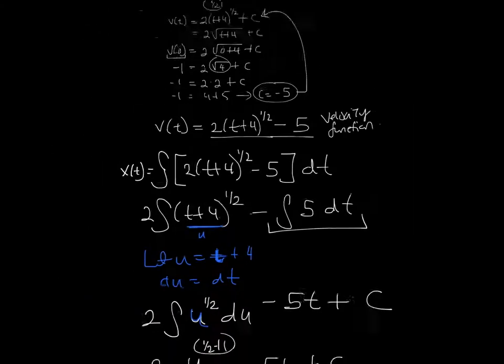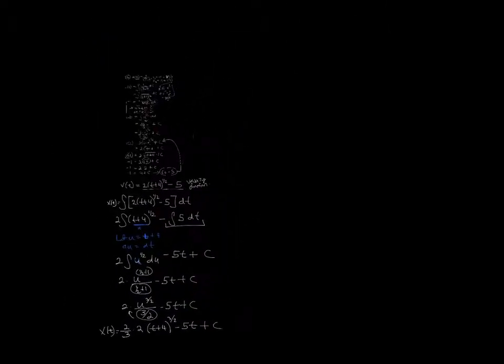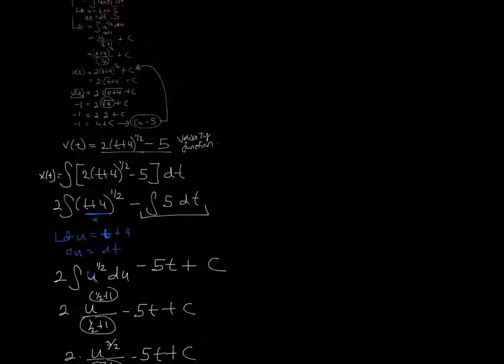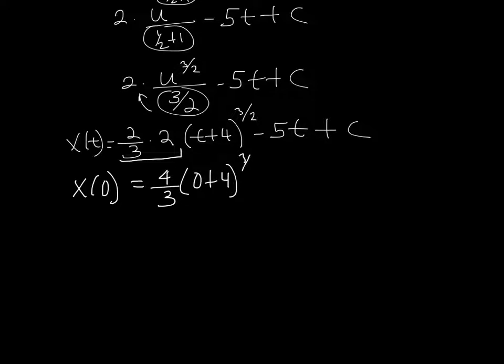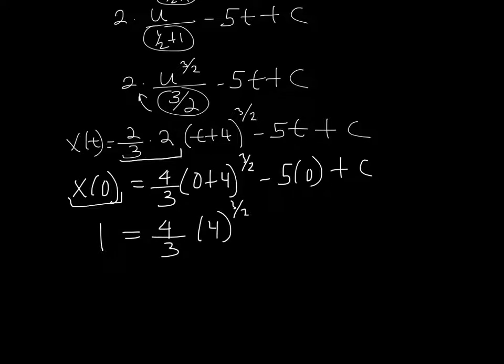Okay, so, wow, doesn't that look cool? I love that. Okay, so keep going up. So we have x of 0. This is going to be 4/3, just multiplying fractions. Our t is 0, minus 5 times 0 plus c. But remember, x naught is 1. So this guy is 4 to the 3/2. 5 times 0 is 0, so this is nice.